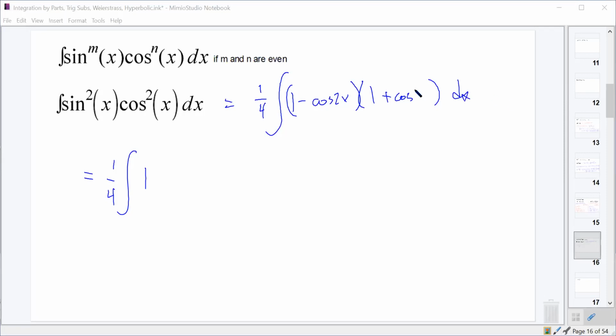So if we distribute that through, the 1 times the cosine 2x is a positive cosine 2x, and the 1 times the negative cosine 2x is a negative cosine 2x, so those cancel out. And we end up with 1 minus cosine squared 2x dx in there. And so the integral of the 1 is very easy, right? We got 1/4 times x minus, and then how are we going to deal with cosine squared 2x?